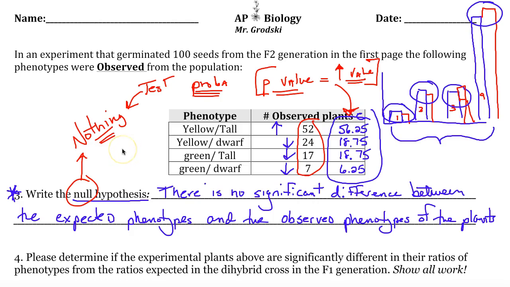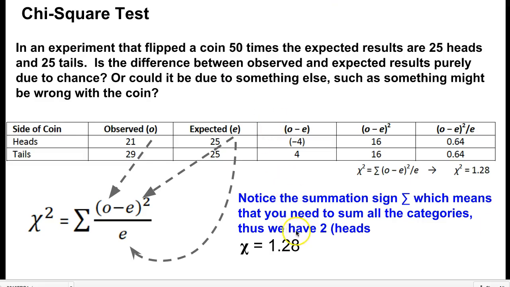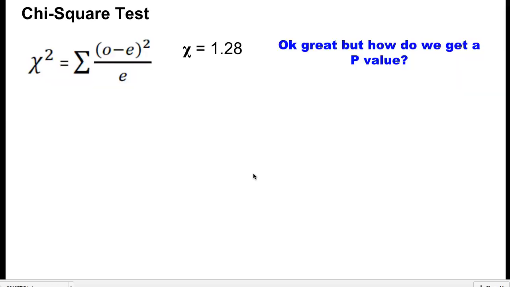So how do we come up with this p-value? Let's go back to my presentation. So in this example, we have a chi-squared for the flipping of the coin of 1.28. So how do we get probability? What we do is we get our value, 1.28.